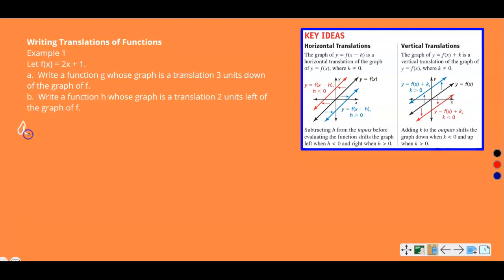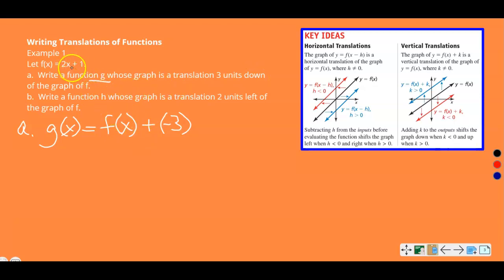All right, for A part, it says write a function g. So we're going to have g of x. And what does g of x equal? G of x is the graph of a translation 3 units down of the graph of f. So we're going to have f of x, and we're going to take it minus 3. So you can do plus a negative 3 if you want, because if you look over here, you can see that this is always plus k. So it's plus k is negative 3 because it's going down.